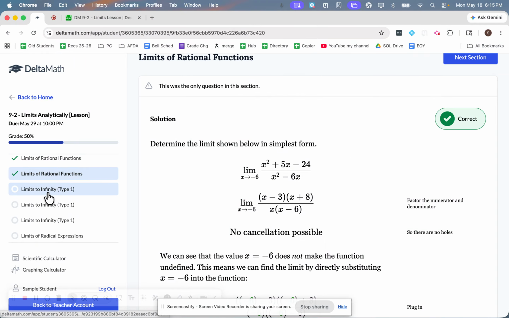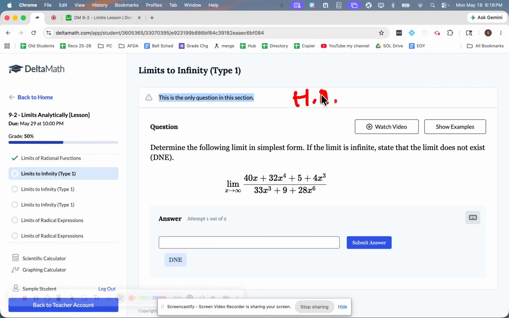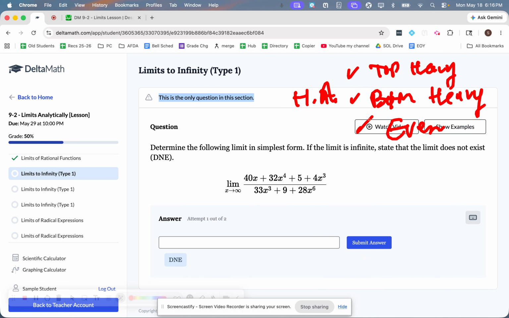These next three are fairly simple, limits to infinity, three different types. And this is a callback to rational functions and your favorite, the horizontal asymptote. And remember, there are three cases. There's top heavy, bottom heavy, and there's even. And there are three different things that you do when you encounter these three scenarios.